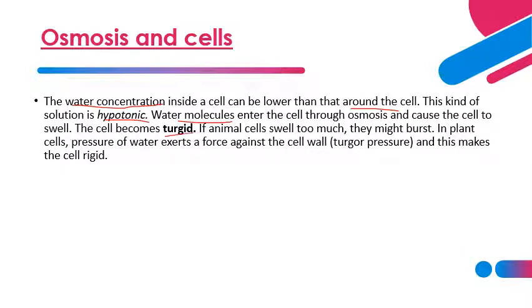and the cell becomes turgid. If animal cells swell too much though, they might burst because of the pressure that the water entering the cell causes on the membrane of the animal cell. In plant cells, the pressure of water exerts a force against the cell wall, which is termed turgor pressure, the pressure that the water is causing on the cell wall, and this makes the cell rigid.